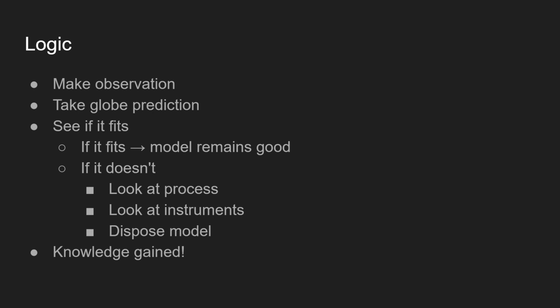So typically, when you make observations in the flat Earth context, the basic algorithm should look something like this. You make an observation, okay? You take the correct globe prediction. This is the step where pretty much every flat earther fails. You see if the prediction matches the observation. If it fits, well, the model remains good.